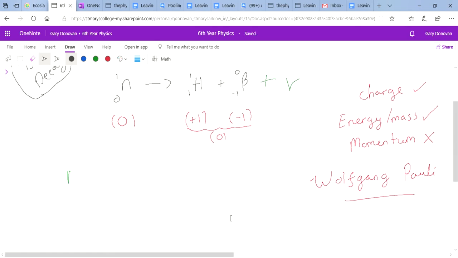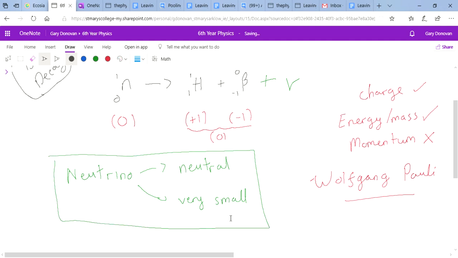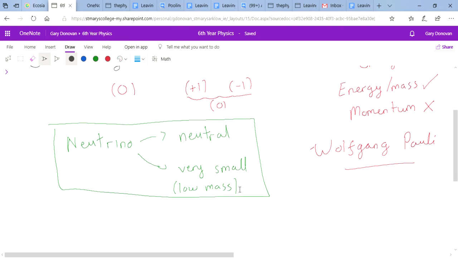And he called it the neutrino for 2 reasons. One, because he said it's so hard to detect, it must be neutral, because things which have a charge are generally easier to detect. And the second reason is that neutrino stands for very, very small. So basically he predicted this particle, the neutrino, that is neutral and very, very small, which means it has a very small mass. And those 2 facts, that it's neutral and that it has a really low mass, mean that it's really hard to detect.